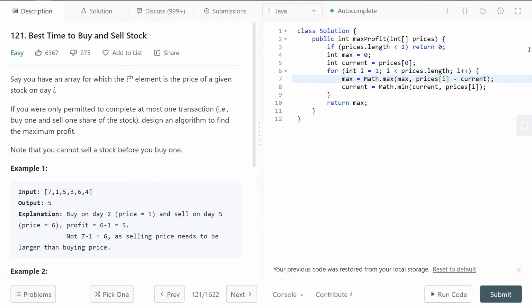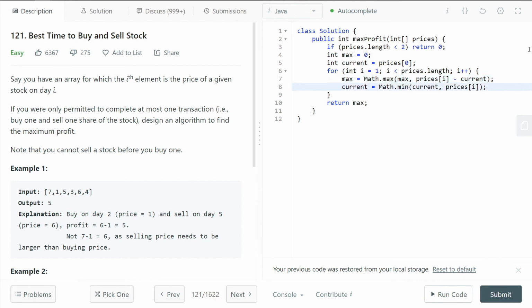Just like before, we calculate our max value. If our max value is less than the current price that we're selling at for that day, minus the lowest share we've seen before, then we make that our max value. Otherwise, if our max value is greater than the profit that we calculated, then we just keep it as is.